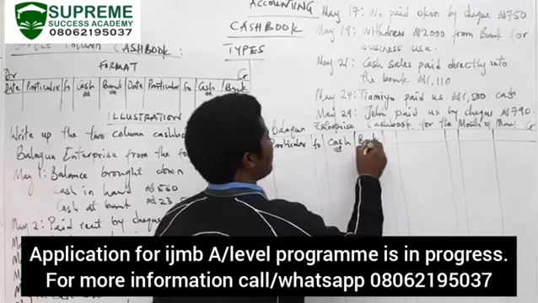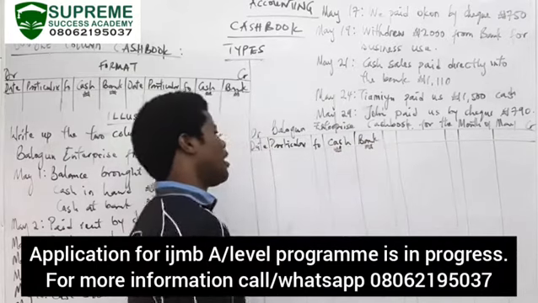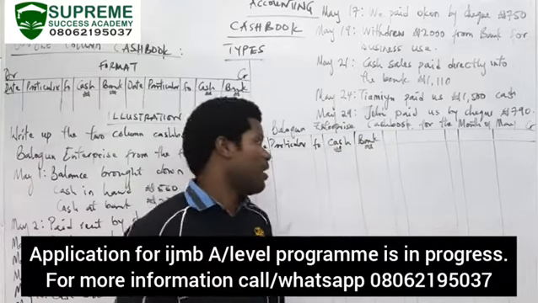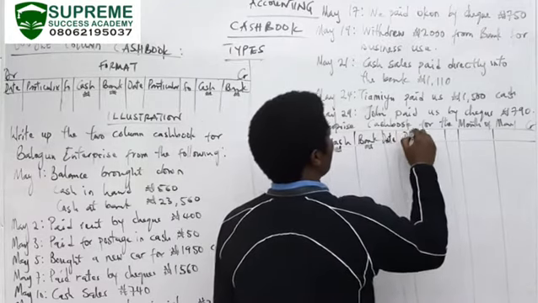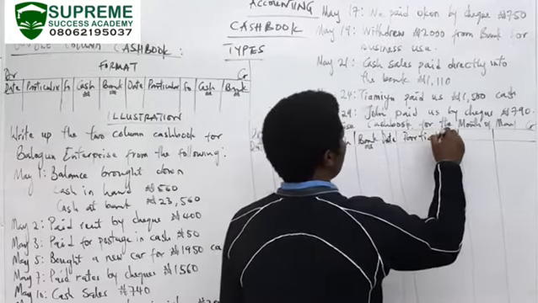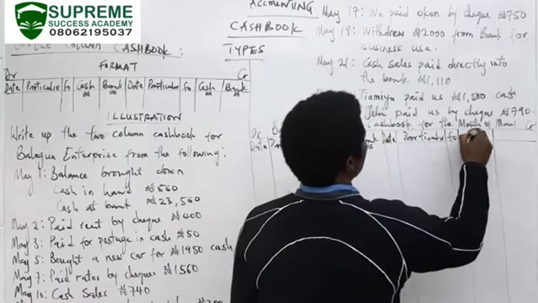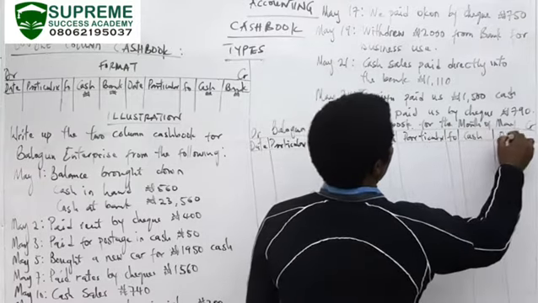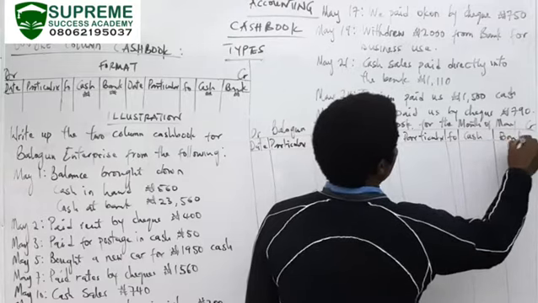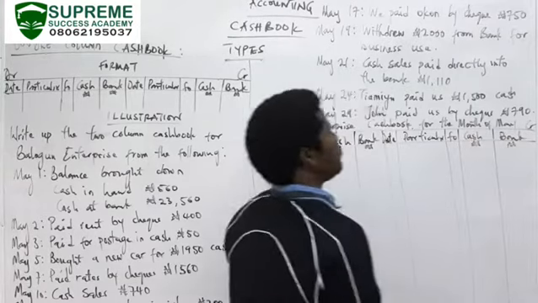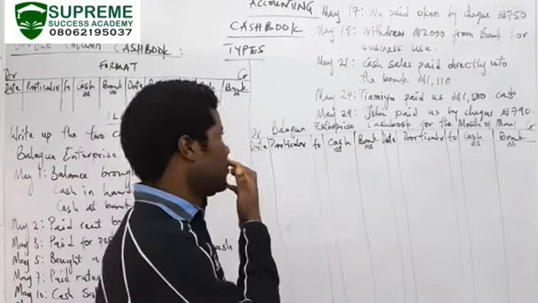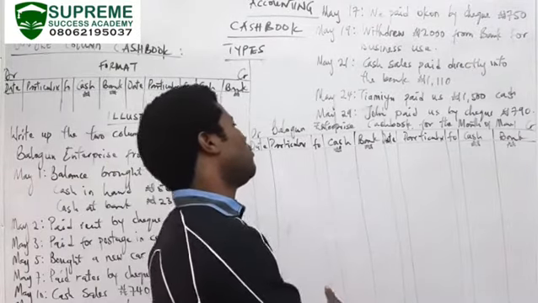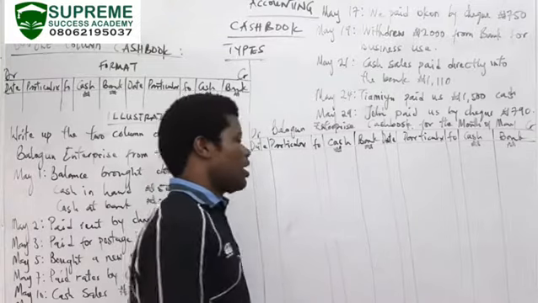The Naira sign is under both the cash and the bank. And of course on the other hand too, we have the date, the particulars, the folio, the cash, and the bank. The Naira sign is still under the cash and the bank column. So this is an example of a double column cash transaction.